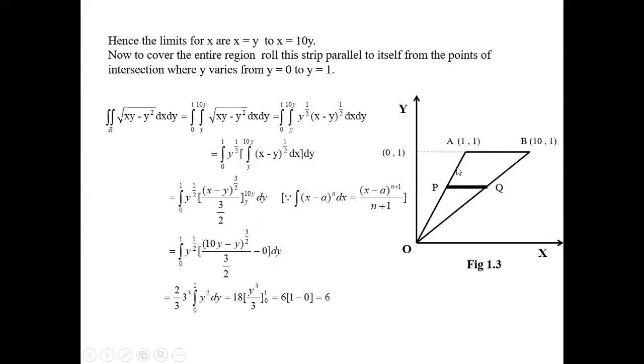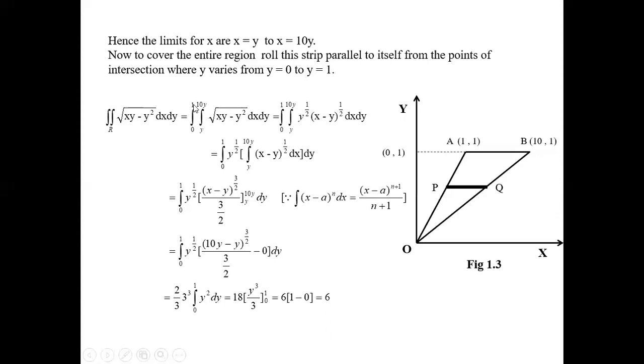The lower end lies on the line y is equal to x, implying x is equal to y at this point, and it lies on the curve x is equal to 10y. So therefore, you'll be having x is equal to y to x is equal to 10y, y equal to 0 to y is equal to 1. So once the region R and the limits are known, then you can integrate as usual.